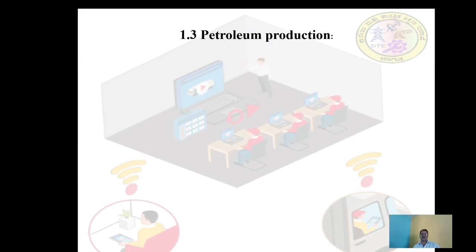Today we will discuss the production of petroleum. We have seen how petroleum is formed, how it occurs, and how we come to know where petroleum is available in the earth. Today we will discuss how petroleum can be taken out from the underground deposit.